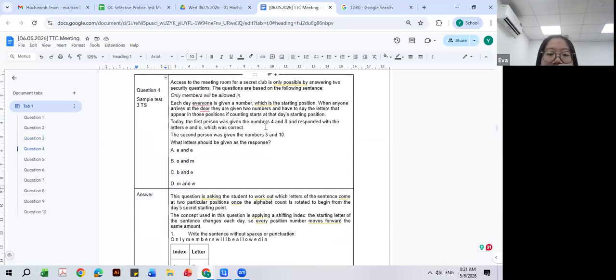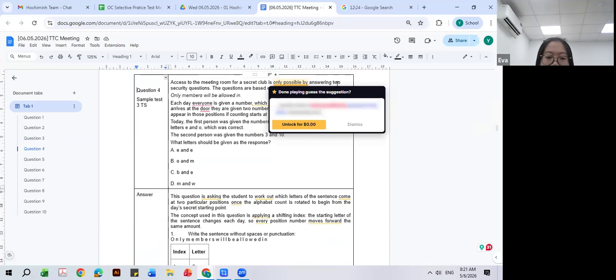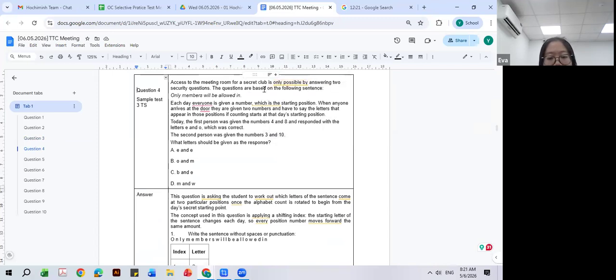Question number 4. Access to a meeting room for a secret club is only possible by answering 2 security questions. The questions are based on the following sentence. Only members will be allowed in, and every day everyone is given a number. Today the first person was given numbers 4 and 8 and responded with the letters E and O, which was correct. And the second person was given numbers 3 and 10. We have to find which letters 3 and 10 represent.